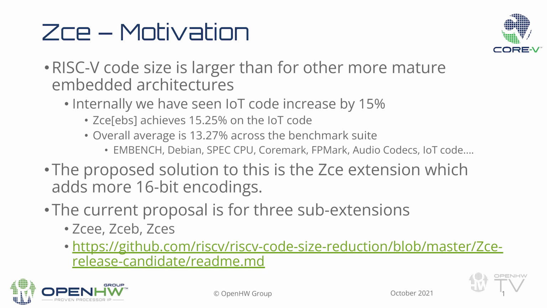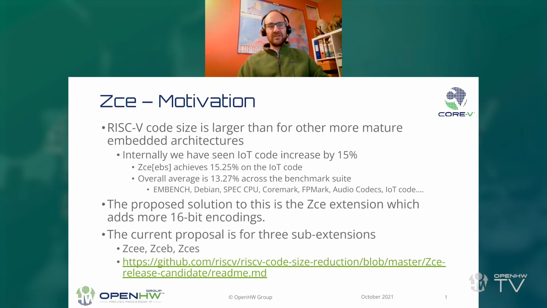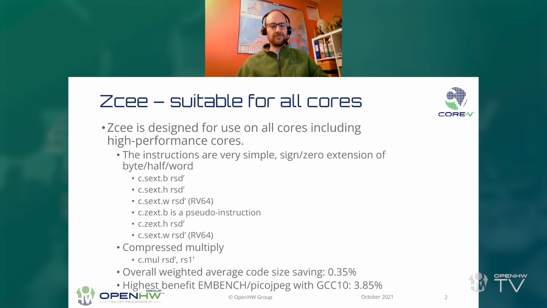Within Huawei, we've seen our IoT code increase by 15%, moving it to RISC-V. So what I'm proposing here is a set of 3 extensions as subsets of Zce. There are more instructions, which achieves about a 15.25% reduction on the IoT code. Overall, about 13% across the benchmark suite, and some of the benchmarks are listed there. So what we're proposing is to add more 16-bit encodings, and you can see the 3 sub-extensions which are proposed, Zcea, Zceb, and Zces, and the link is there on GitHub to the code size reduction page.